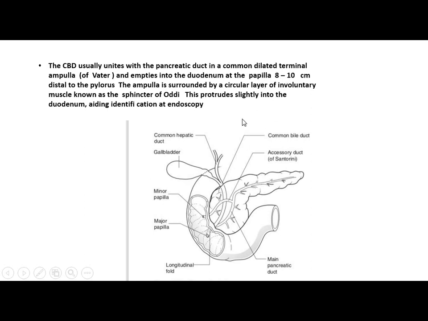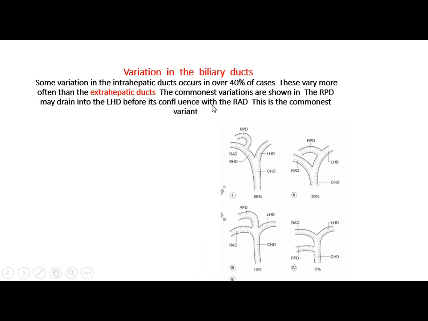The papillae are 8 to 10 centimeters distal to the pylorus, at the ampulla. Variation in the biliary duct: some variation in the intrahepatic duct occurs in about 40% of cases. This varies more often than the extrahepatic duct.